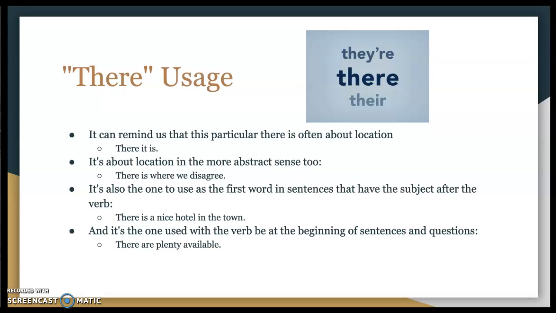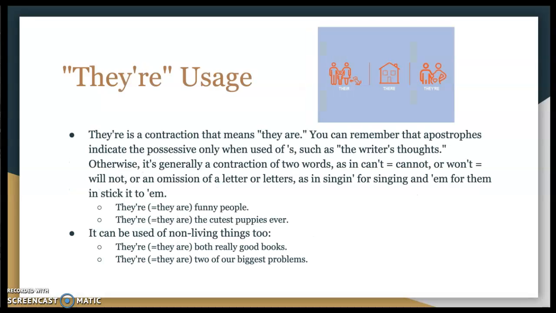So there it is. It's about location in the more abstract sense too. There is where we disagree. It's also the one to use as the first word in sentences that have the subject after the verb. There is a nice hotel in town. And it's the one used with the verb at the beginning of sentences and questions. There are plenty available.